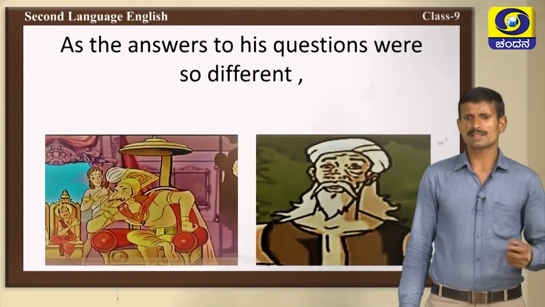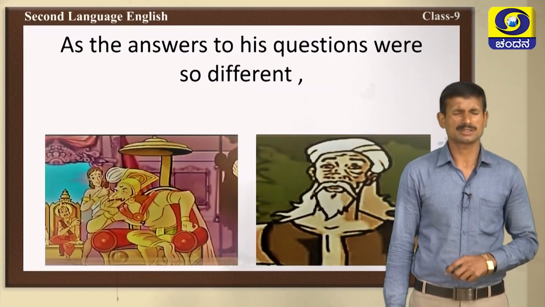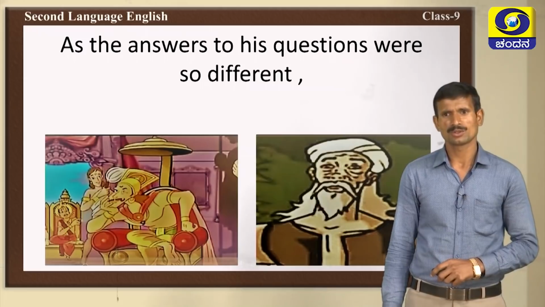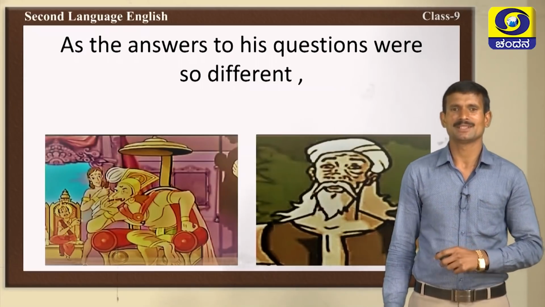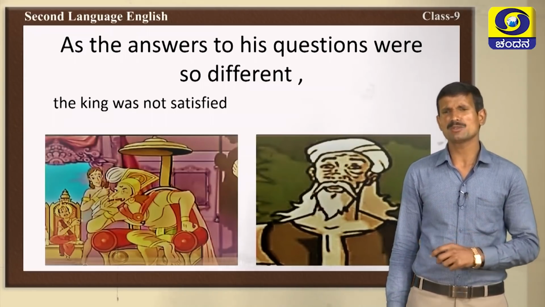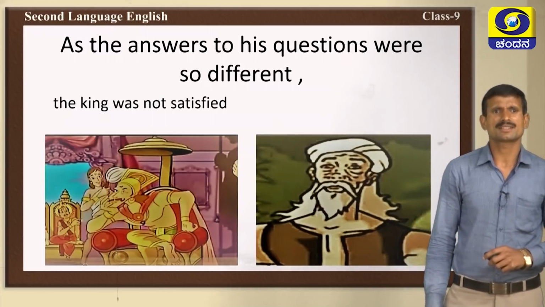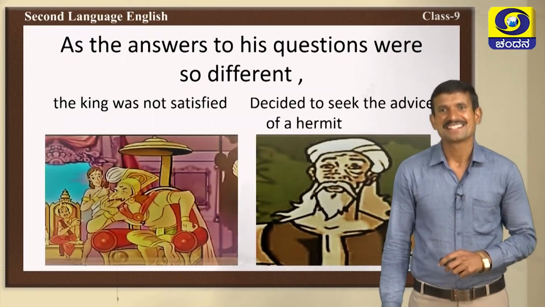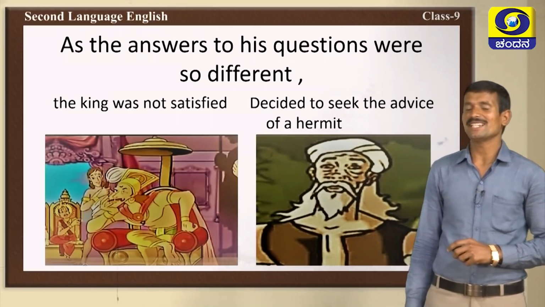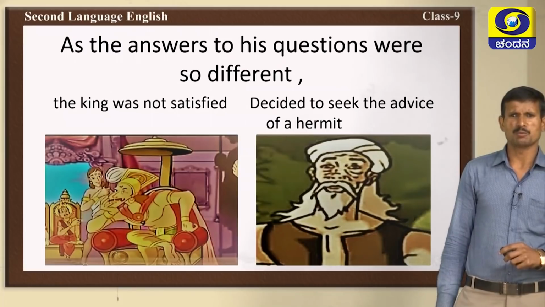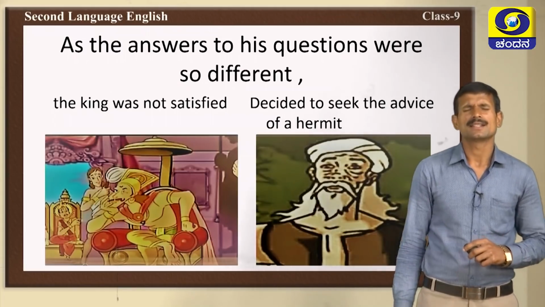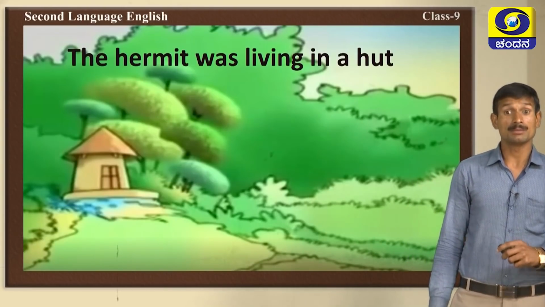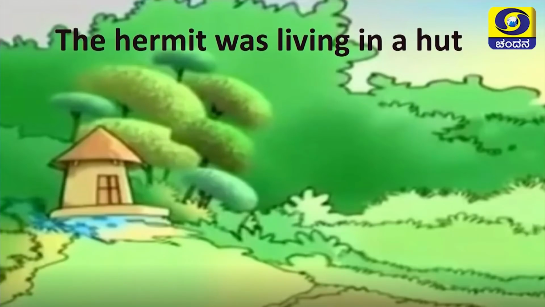Yes, the answers given by the wise men were totally different. So, he decided to take someone's help. He was worried. See, the king was not satisfied with the answers of the wise men. So, he decided to seek the advice of a hermit. A hermit is a wise man who lives a simple life. Yes, what happened? The hermit was living in a hut.